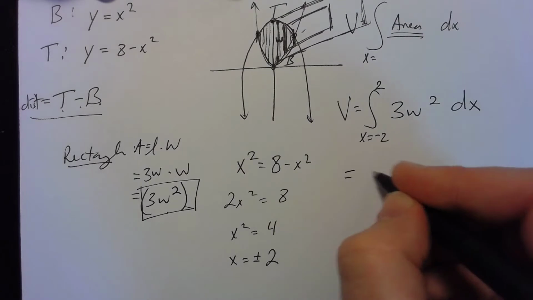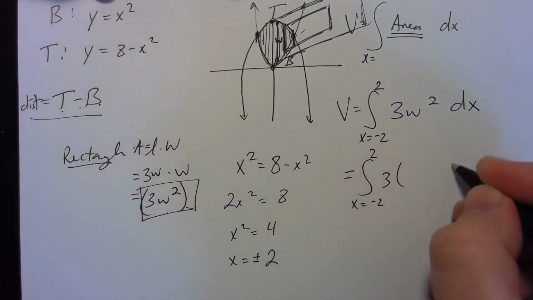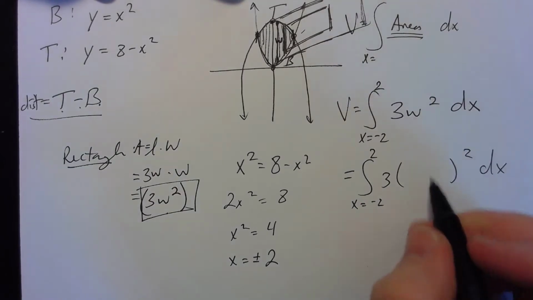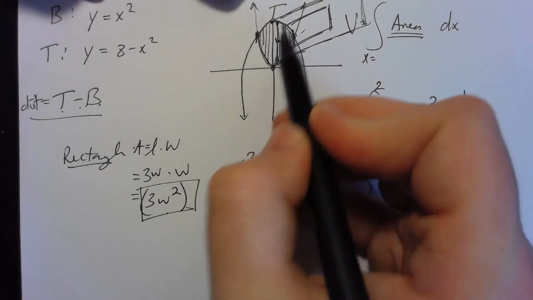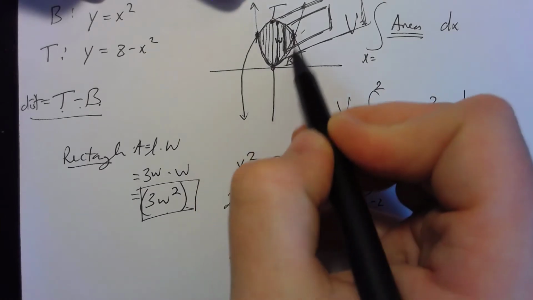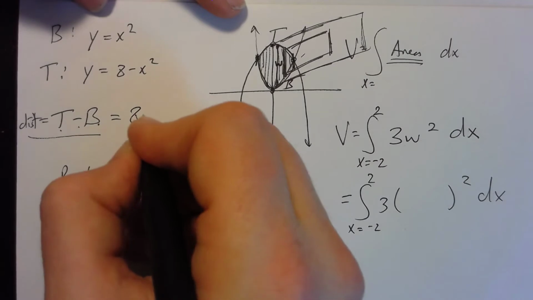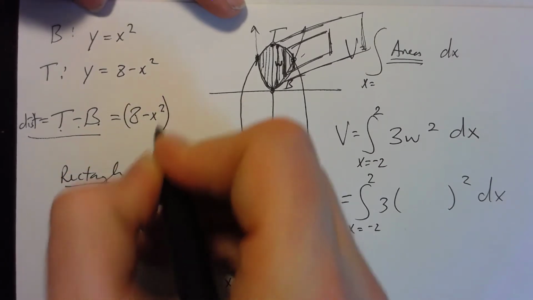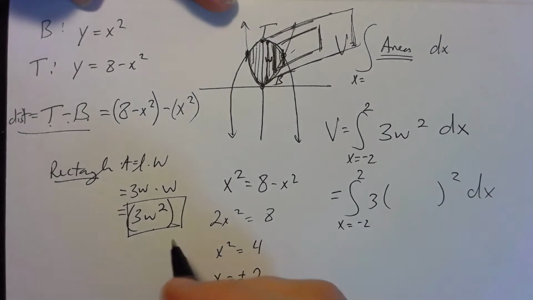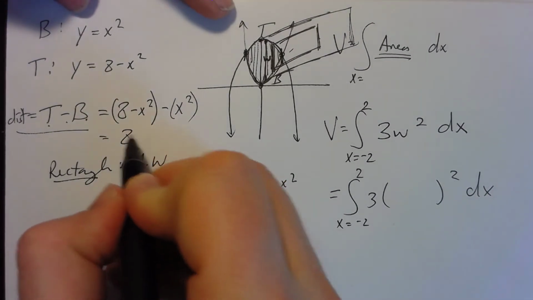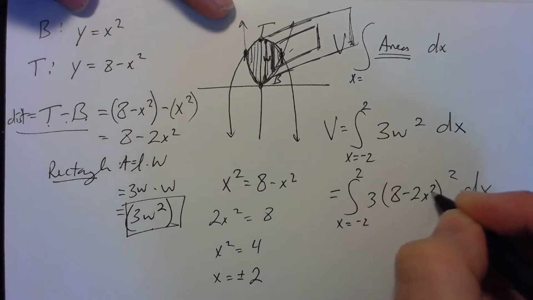So the second detail that I have to do is to identify that my w is not actually w. My w is really the distance from the top function minus the bottom function. So that means it's simply going to be 8 minus x squared, that's the top function, minus the bottom function, which is x squared. So that's going to provide me with an overall function of 8 minus 2x squared. So that is what's going to go in this expression.